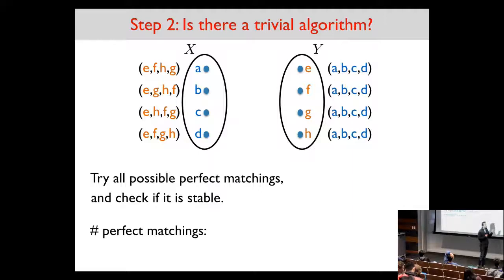Okay, so if we do this though, let's count how many perfect matchings there are. How many? 24? Well, in general, when there are n vertices and n vertices. N factorial? Yeah, that's right, because why is it n factorial?